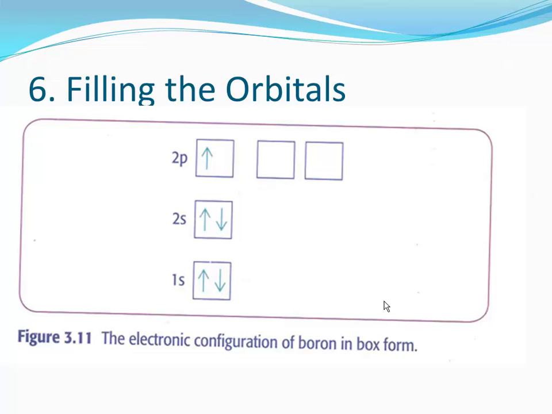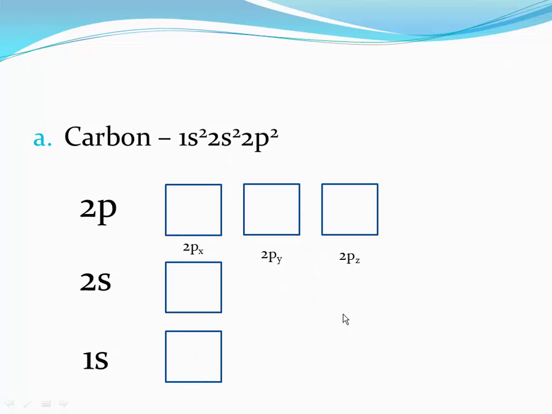This is more of a diagram. So you fill 1s first, then you go to 2s, then 2p. In this example you have boron because it's 5 electrons. For carbon you have a 1s2, a 2s2, and a 2p2. So what do you do with that extra electron? First 1s fills up and down, then your 2s fills up. That gives you 4 electrons.